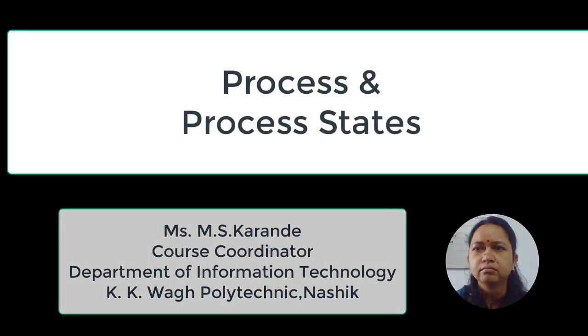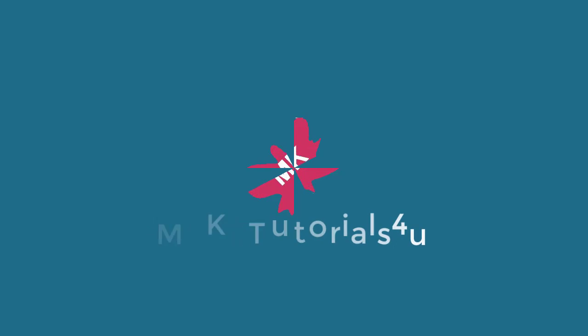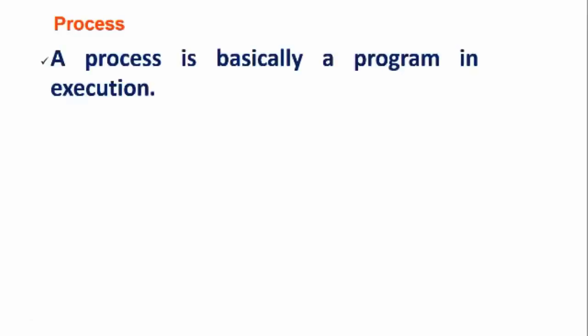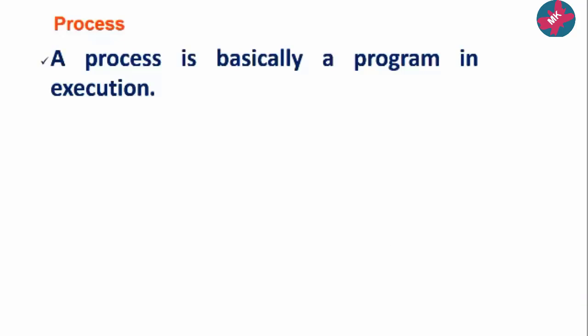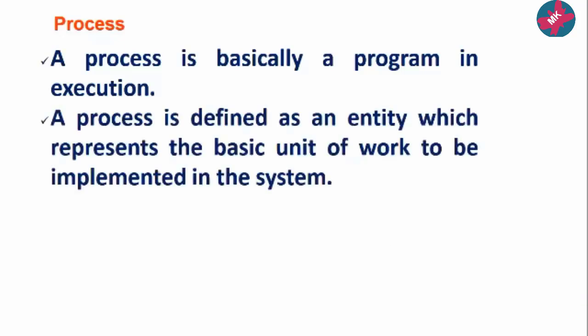Today we are going to first discuss what we mean by process, and then we will be discussing the different types of states of the process. Now if you recall the definition of process that we have discussed earlier, process is nothing but a program in execution. So basically we are running programs. So when a program is in execution, we call it a process.